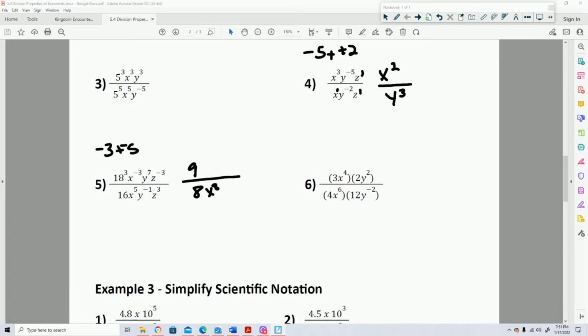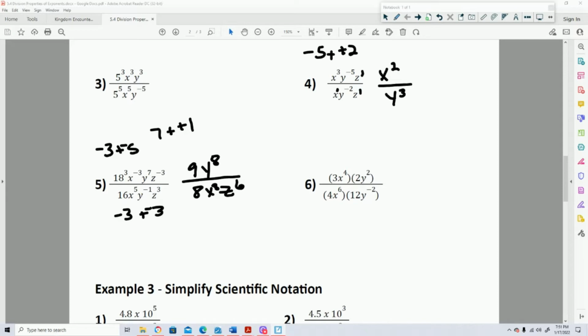For the y's, you get 7 minus negative 1, which is 7 plus 1. That's going to be y to the 8th on top because it's positive 8. And then I have a negative, these do not cancel. That's not 0. It is negative 3 minus 3, which is negative 6. z to the negative 6 goes on the bottom as z to the 6th. And that is our answer, 9y to the 8th over 8x to the 8th z to the 6th.